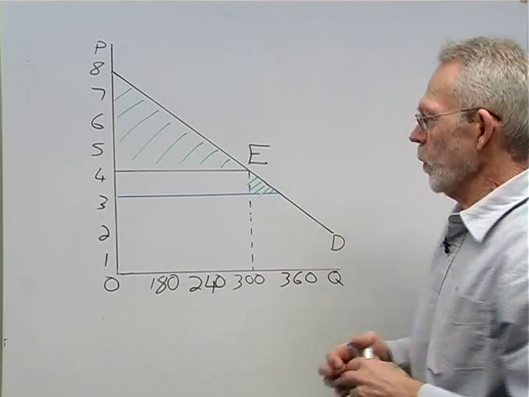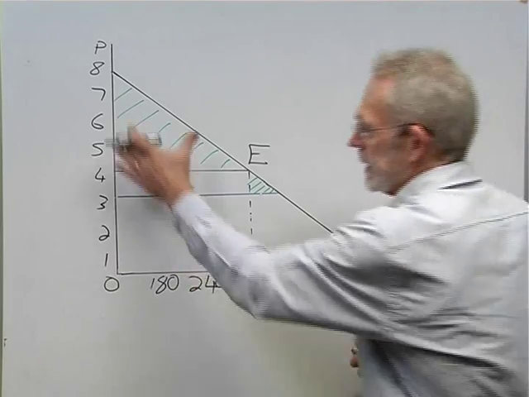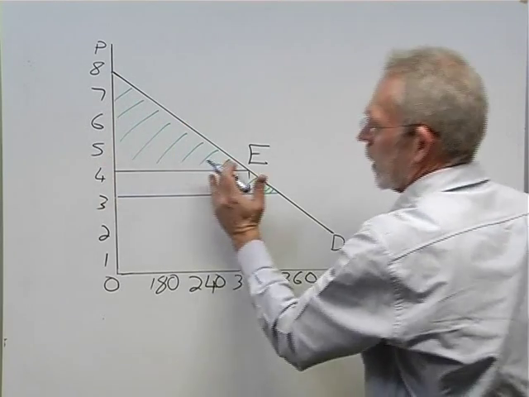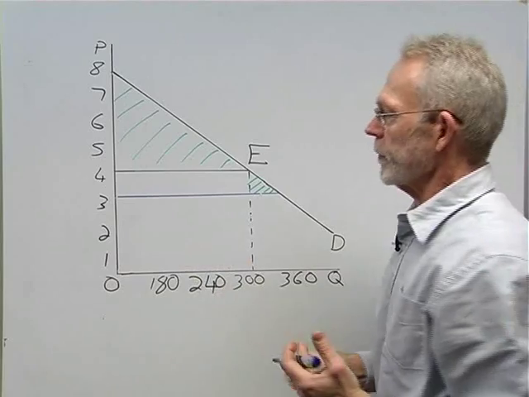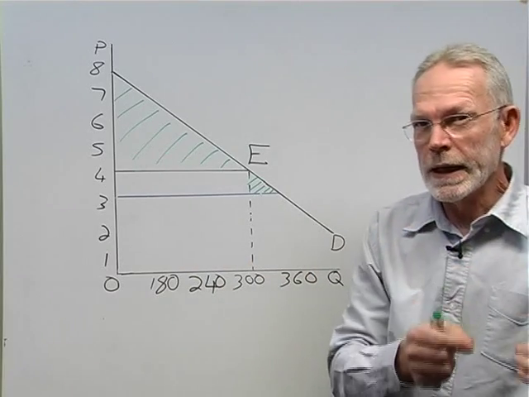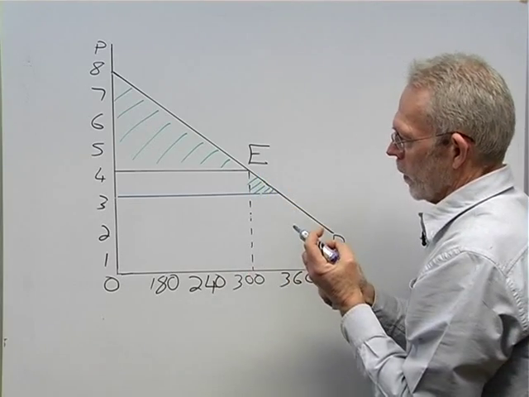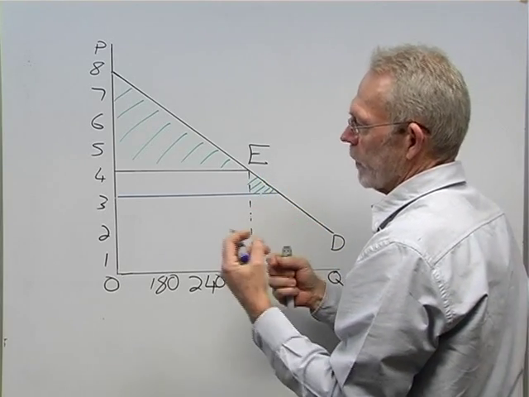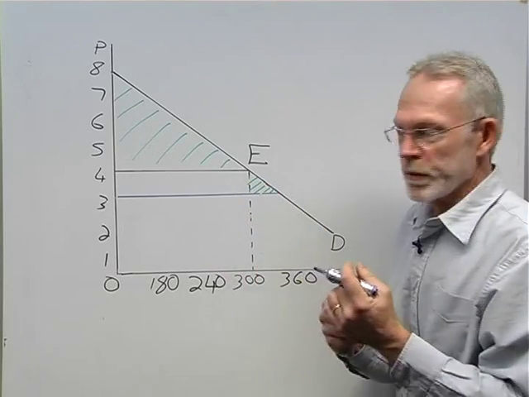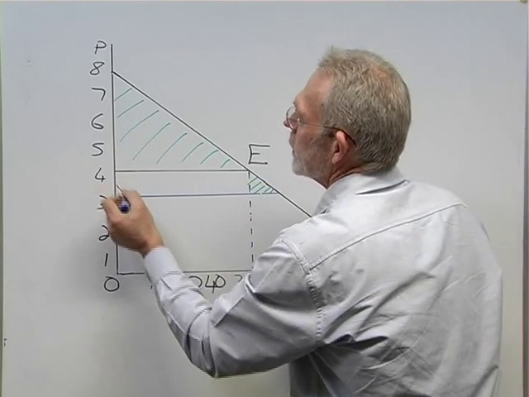But that's not all. The existing customers, these guys that were willing to pay a price of 4, they now pay less, they pay 3. So their satisfaction also increases, and therefore consumer surplus, represented by this rectangle.